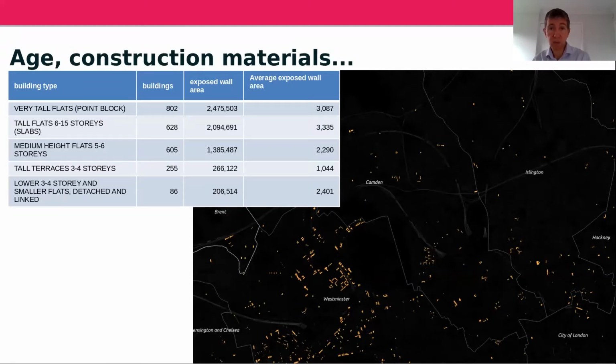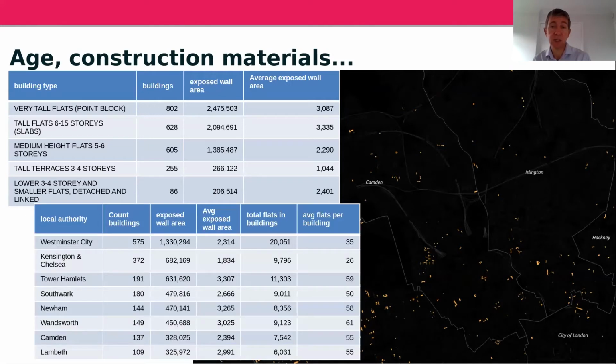And at the same time, we can make aggregations of the data to show which local authorities have the greatest number of these and what the exposed wall area totals are, or both the total and the average numbers of flats that you would be dealing with if you were to tackle the retrofit of these big blocks.